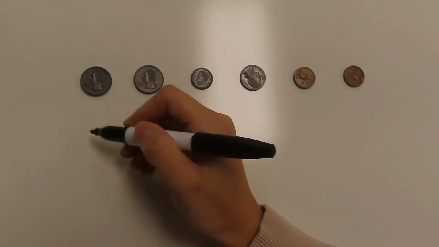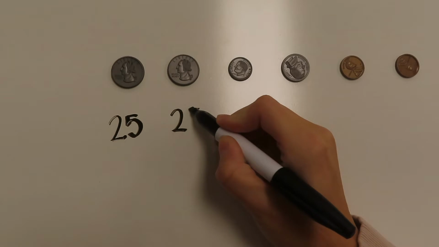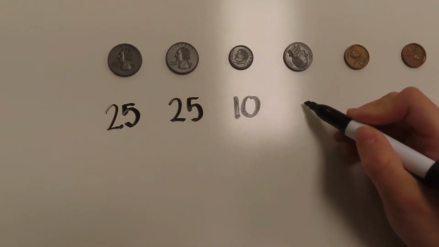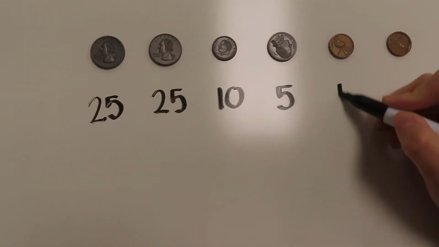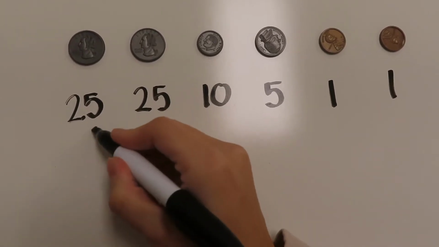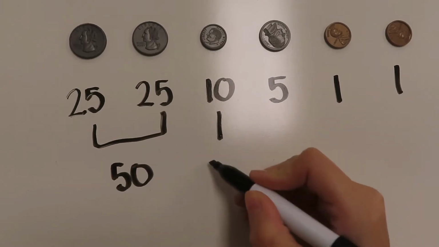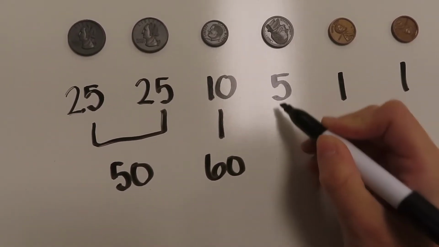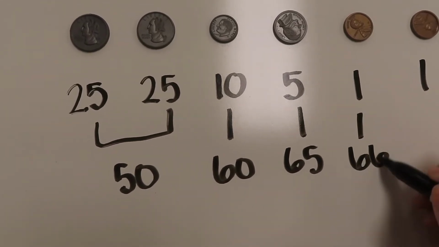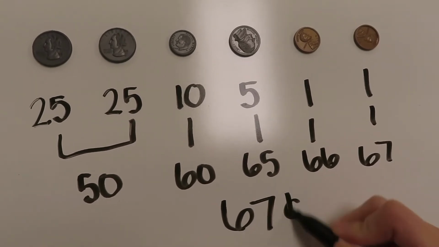So this first one here is a quarter, and a quarter is worth 25 cents. Then this quarter is also worth 25 cents. A dime, 10, nickel, 5, and a penny, 1, 1. So to add them all together, I like to start with the biggest ones first. So 25 plus 25 is 50, and then 50 plus 10 is 60, 60 plus 5 is 65, and then 66, 67. So all together we have 67 cents.